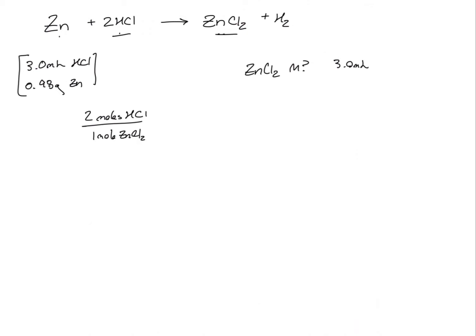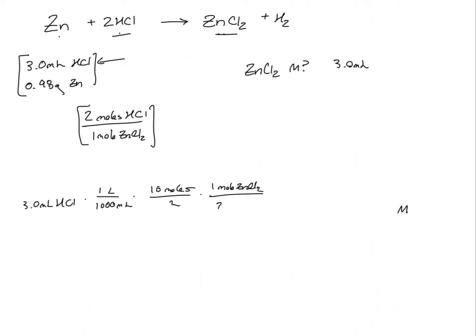So now we can set this up. We're going to start with our quantity of hydrochloric acid because hydrochloric acid is what we chose to use for the stoichiometric ratio, and we're going to end up with molarity. So 3.0 milliliters of HCl, let's convert that into liters, and let's convert that into moles by taking our molarity, 10 moles per liter. Now we have the conversion factor. This time I've written it upside down. I wrote 2 moles hydrochloric acid per 1 mole zinc chloride, but that's the same as saying 1 mole zinc chloride per 2 moles hydrochloric acid. I should add hydrochloric acid right there.